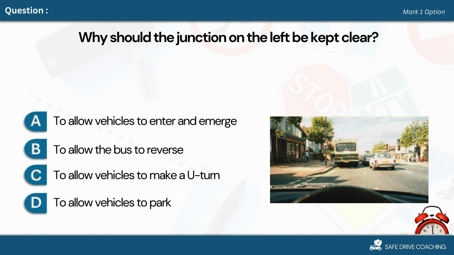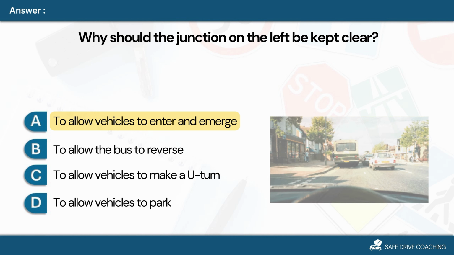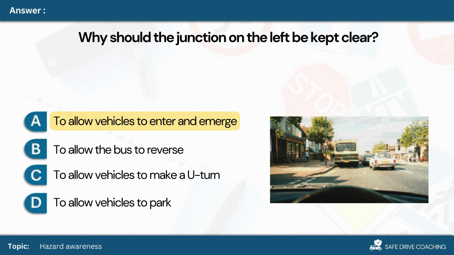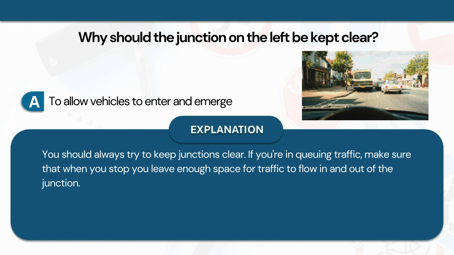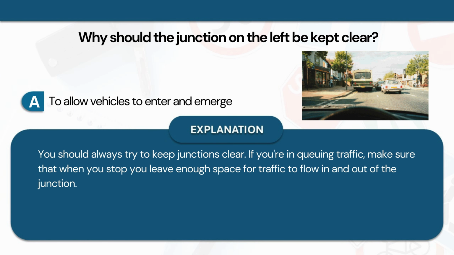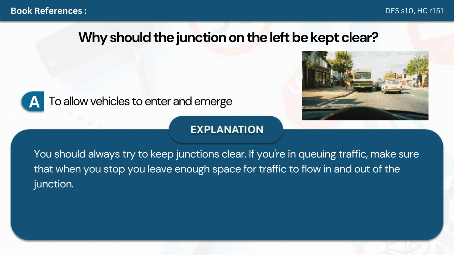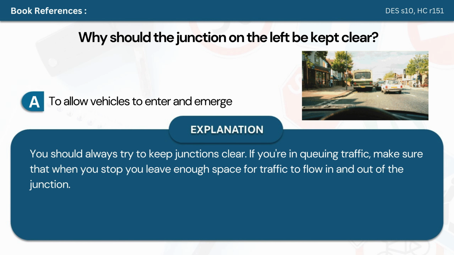The correct answer is A. To allow vehicles to enter and emerge. You should always try to keep junctions clear. If you're in queuing traffic, make sure that when you stop, you leave enough space for traffic to flow in and out of the junction.